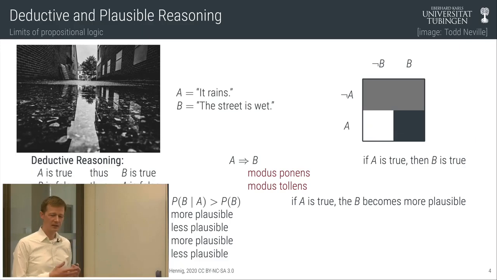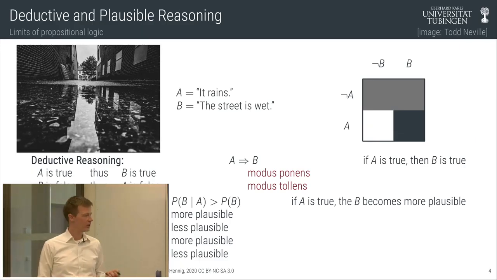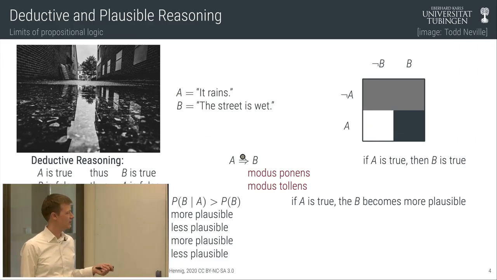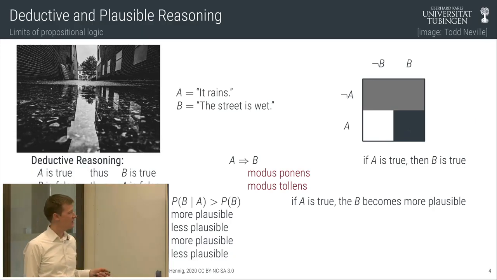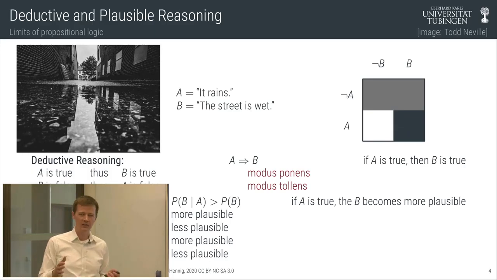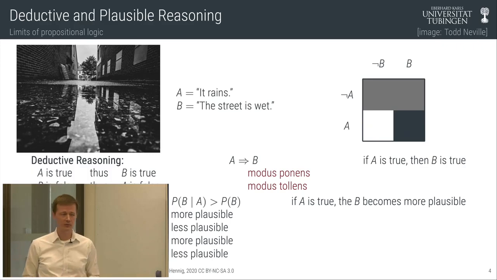Then a classic formal logic allows us to devise statements like this one, which is spelled out as "from A follows B," and which is represented by this truth table, which says that if A is true, then B also has to be true. So if it rains, then the street is wet. This process of reasoning, that if A is true, then B also has to be true, is classically called modus ponens.